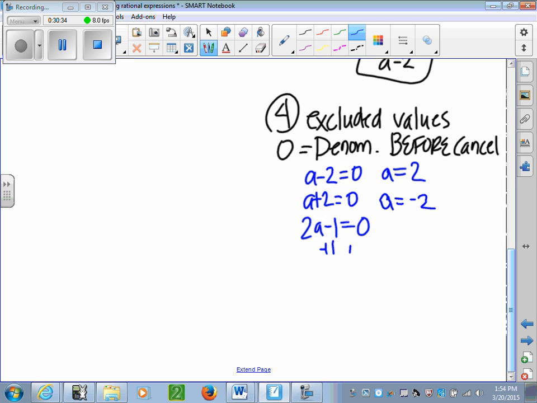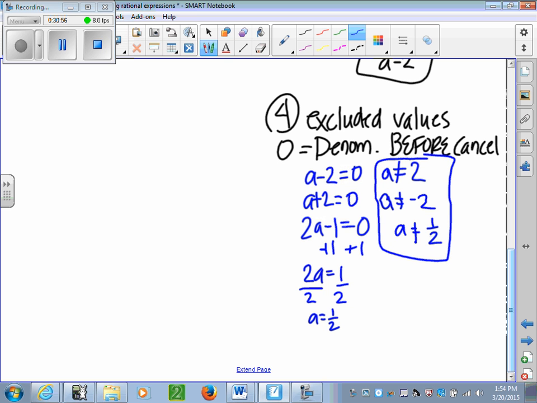So I'm going to add my 1 over. Gives me 2a equals 1. Divide both sides by 2. Gives me a equals 1/2. Okay, so just to list them by each other. All right, so these are my excluded values. Remember, what excluded values are really saying is that a cannot equal any of these values. For it to be a valid function, a cannot equal any of those values.